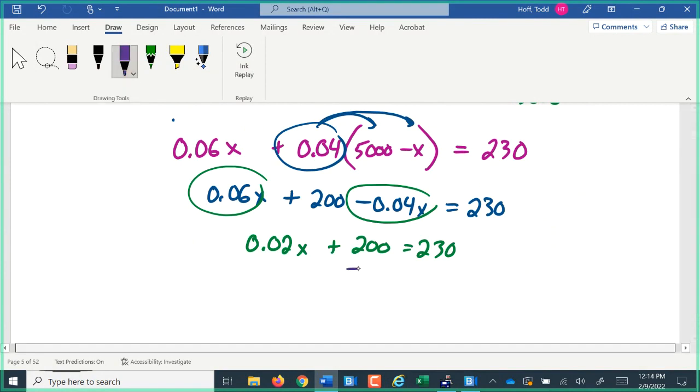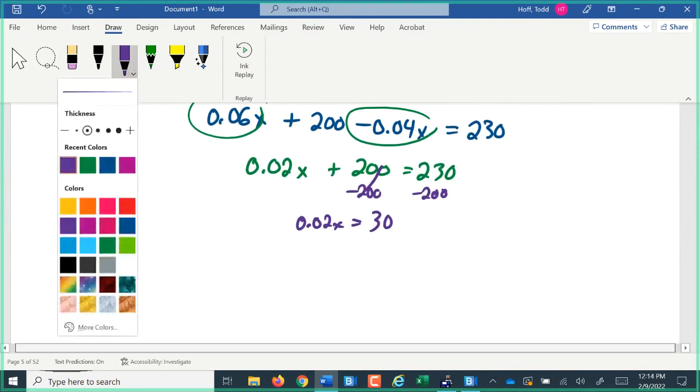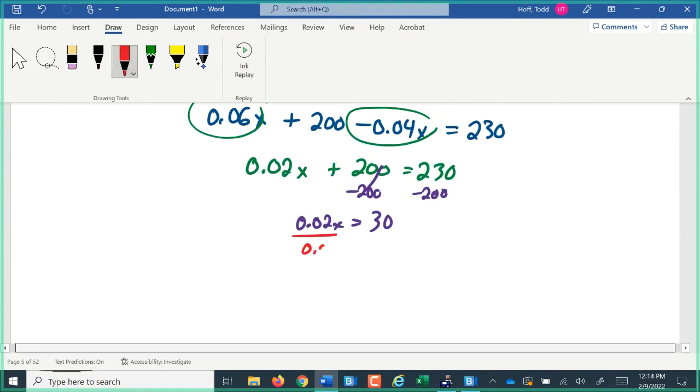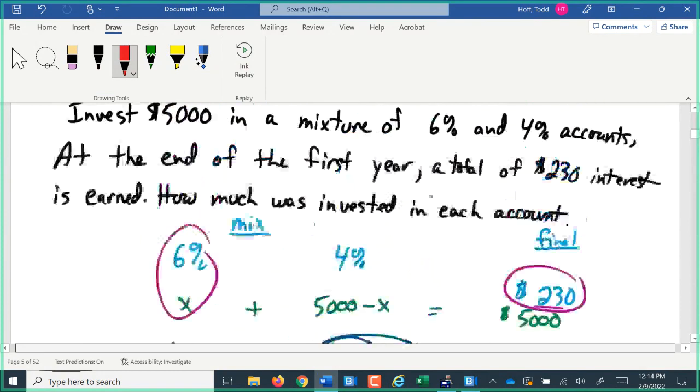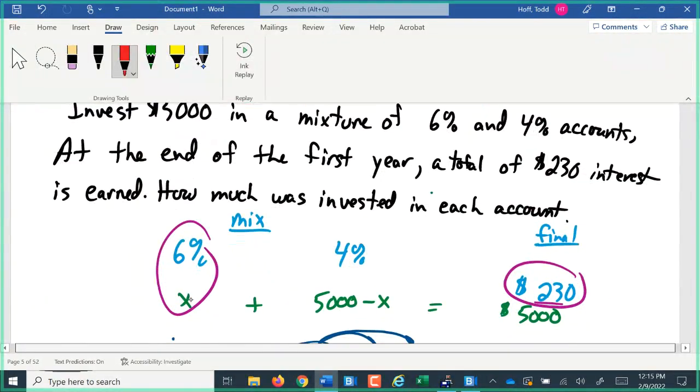Go ahead and subtract 200. 0.02x equals 30. And we will divide by 0.02. X equals 1,500. Now again, we need to go back, make sure we know what X represents, and make sure we've answered the question. X represented the amount of the 6%. So there's 1,500 put in the 6%.